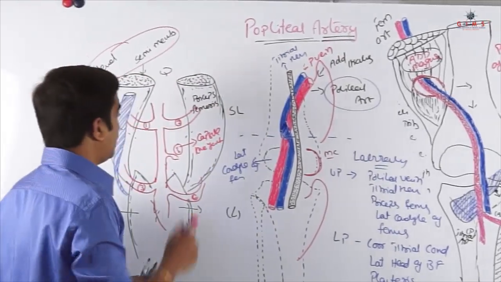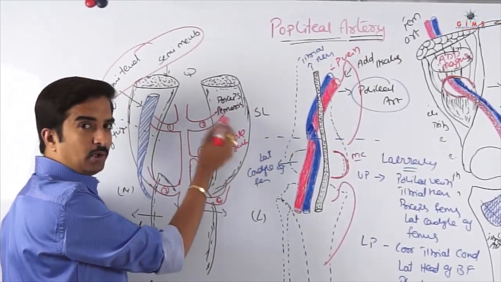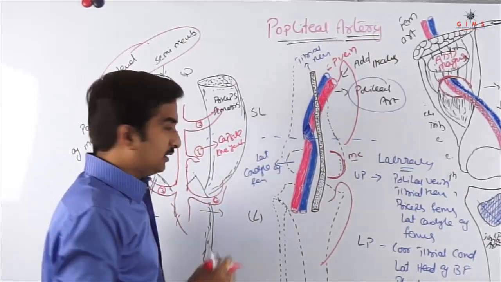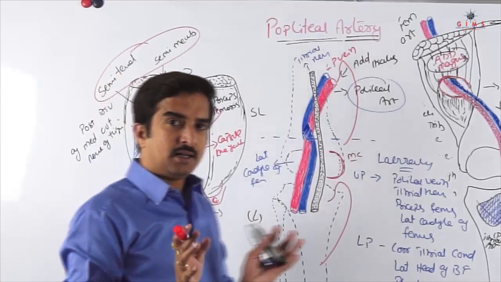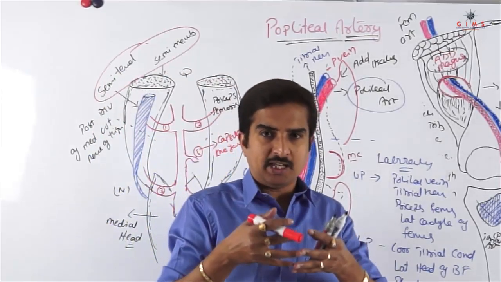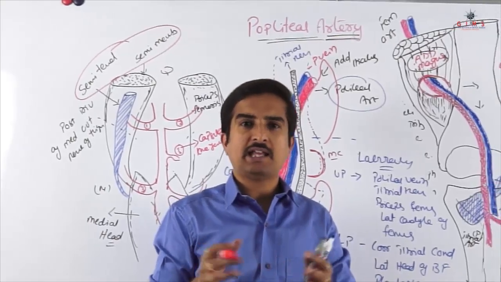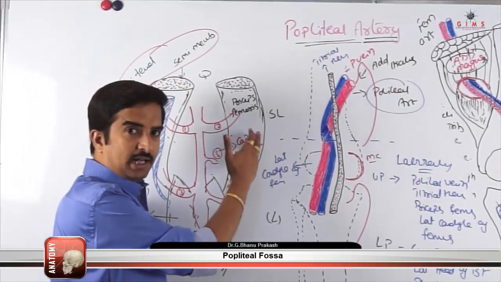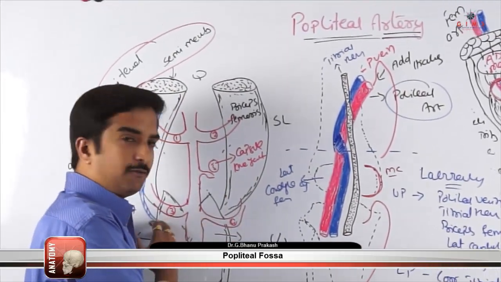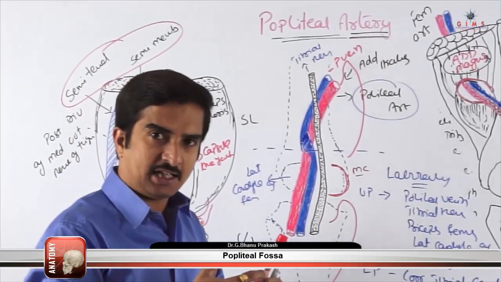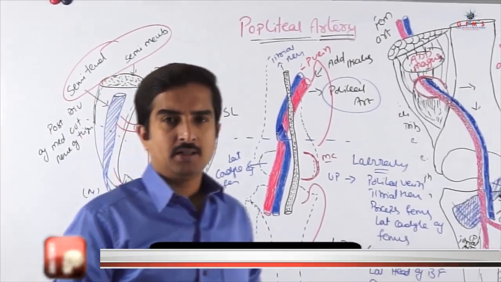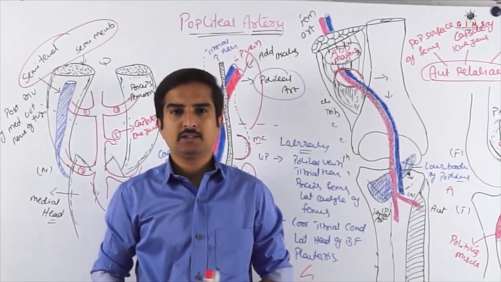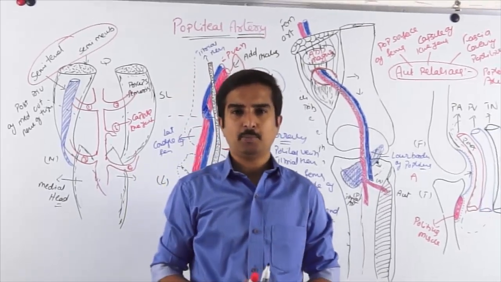And the genicular branches, that is supralateral, supramedial, infralateral and inframedial, run anteriorly towards the knee. All these 4 genicular branches run towards the anterior aspect of the knee, where they finally take part in the anastomosis around the knee joint. Okay, this is what we should know about the popliteal artery.